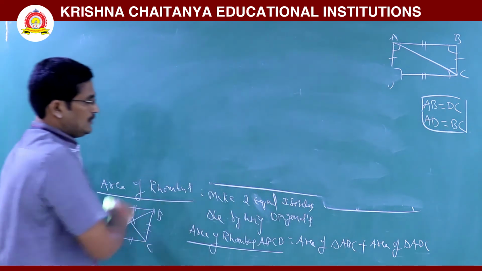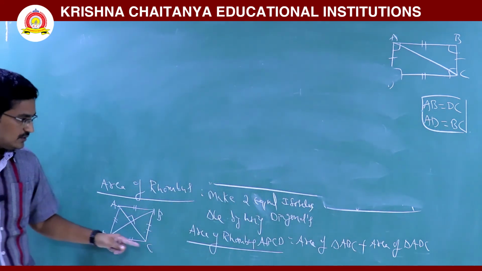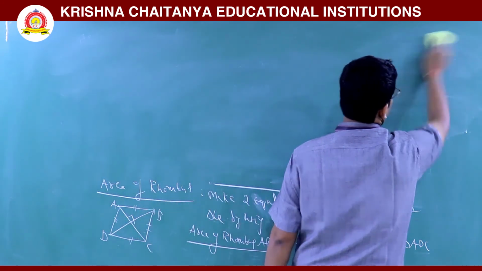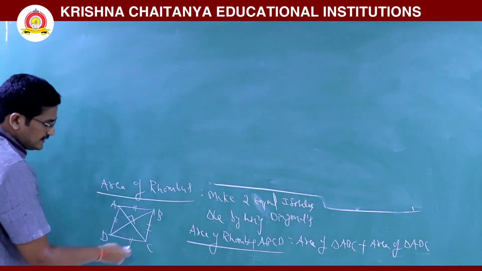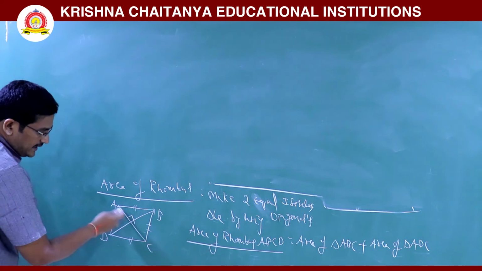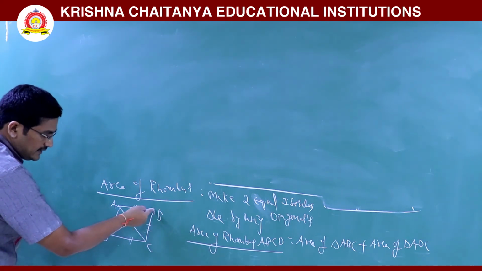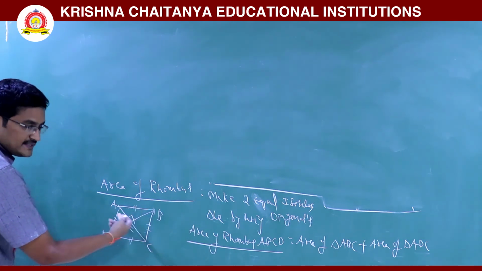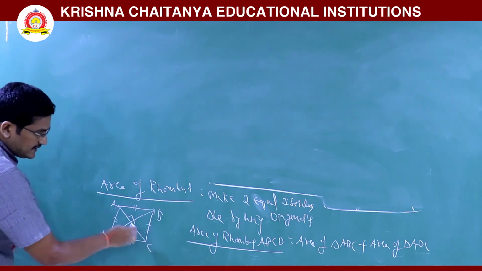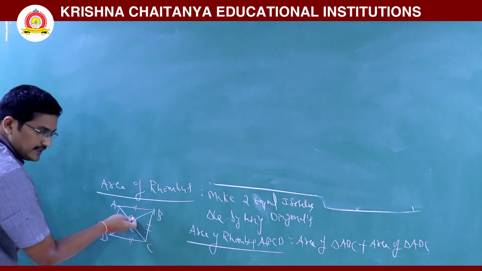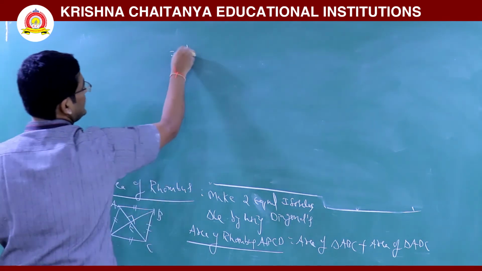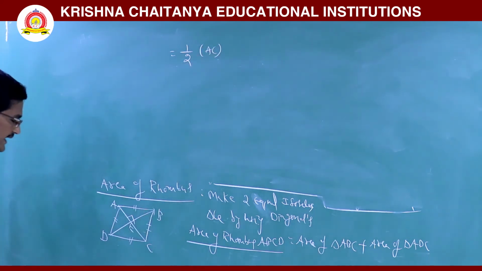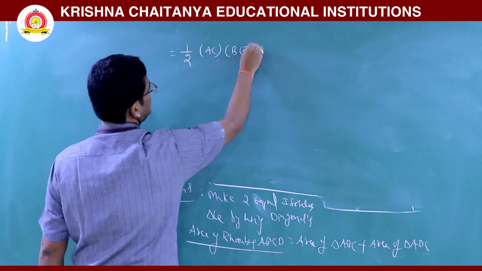To get the area of triangle ABC, we use the formula half into base into height. I am taking this one as base. Since diagonals are perpendicular to each other, suppose I take E here, this length is the height of triangle ABC. So area of triangle ABC is equal to half into base AC into height BE.